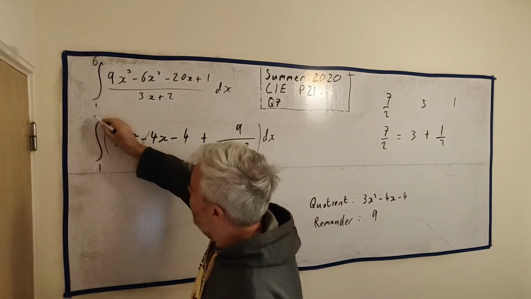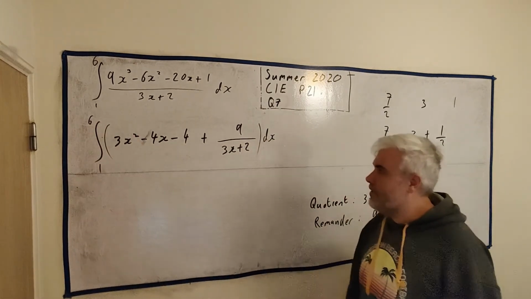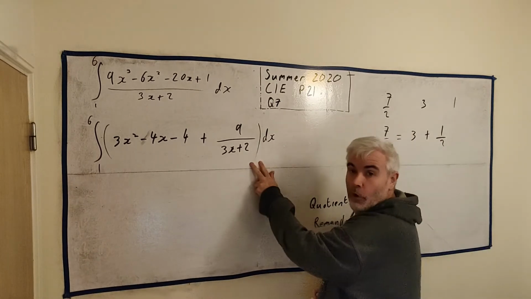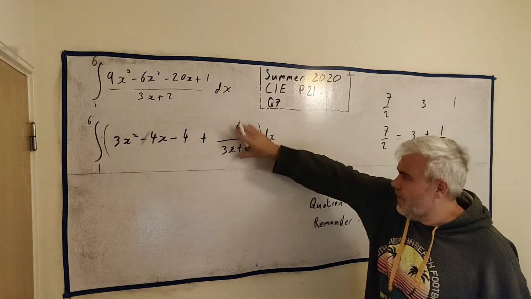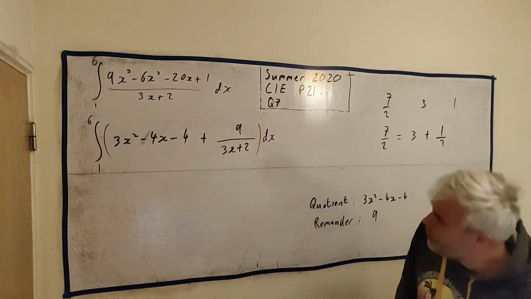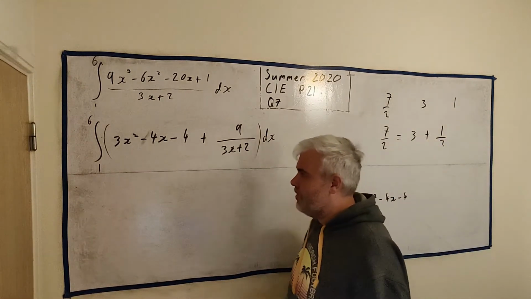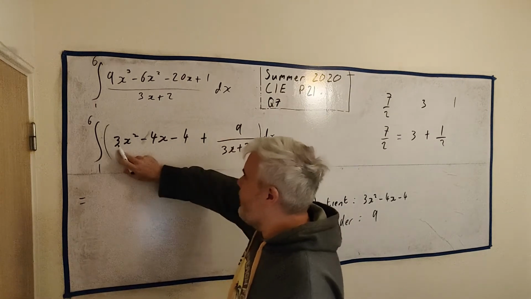And we're still going to integrate between 1 and 6. Okay, so this is a lot more manageable than this one here. I'll have a bit of trouble with this part here, but other than that, we should be able to manage this. So let's try and integrate this.